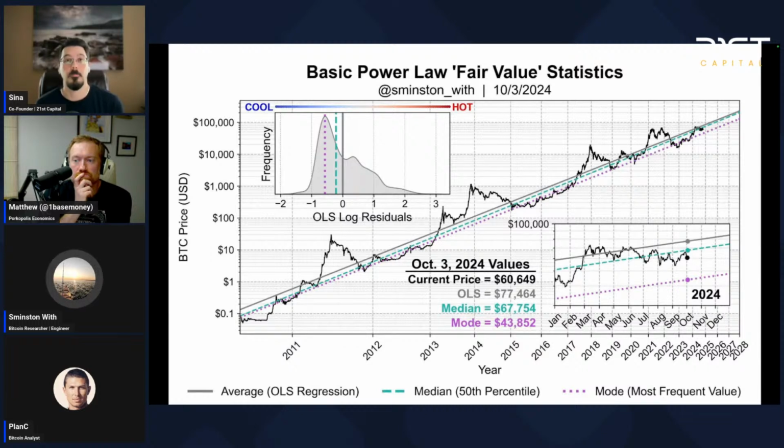The point is that when we try to find this support line using the power law, you can see that if you remove all the bubbles, there's a lot of data that fits that. That is effectively what the mode is honing in on. It's the most frequent value.